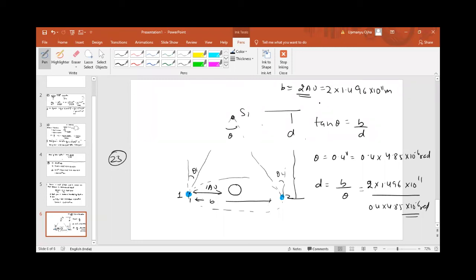And 1 astronomical unit is equal to how much? That is equal to 1.496 into 10 to the power 11 meters. So the distance traveled by the earth in a span of 6 months would be 2 astronomical units, that is 2 into 1.496 into 10 to the power 11 meters. Now let us suppose the distance from the distant star to the earth is d.